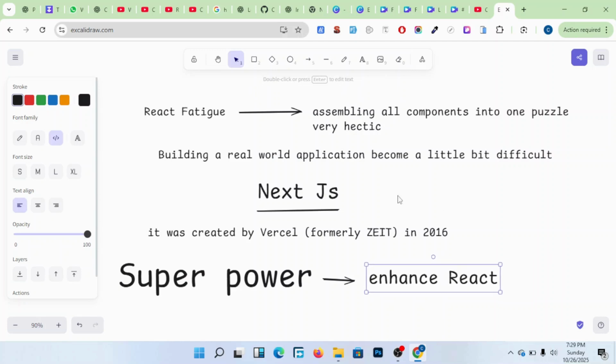So these ones work together. Someone will tell you Next.js and React are like twin brothers, brothers for life, or I can call them sisters for life. They work together hand in hand, just because this Next.js keeps changing.